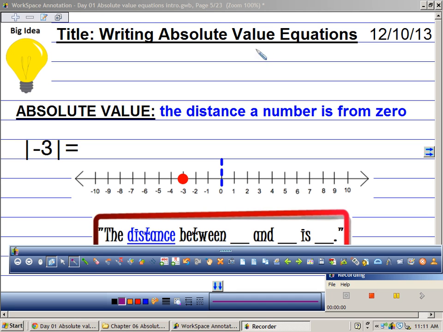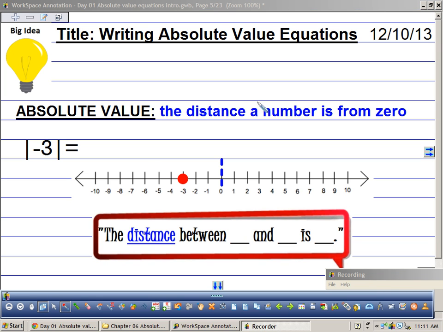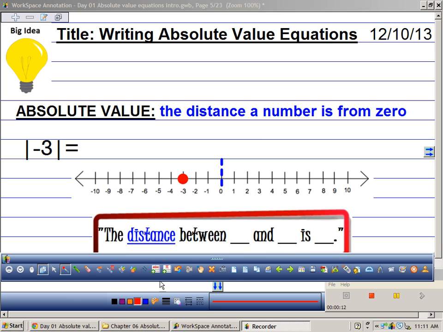We are writing absolute value equations. So let's start with this example. The absolute value is the distance a number is from 0. I think this is really important, and I want you to write it down.